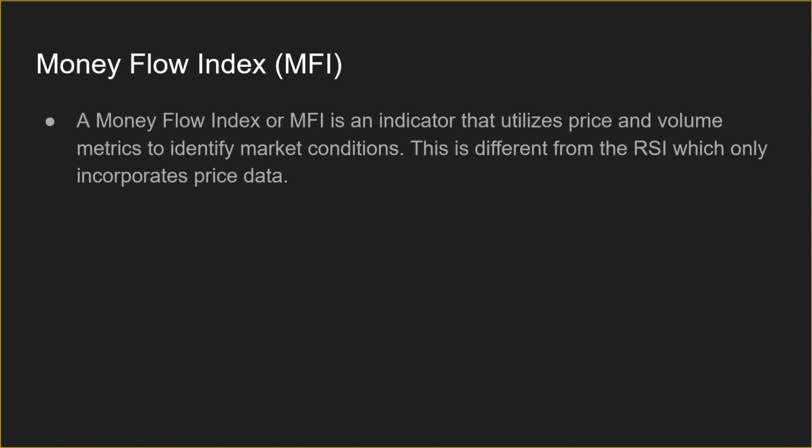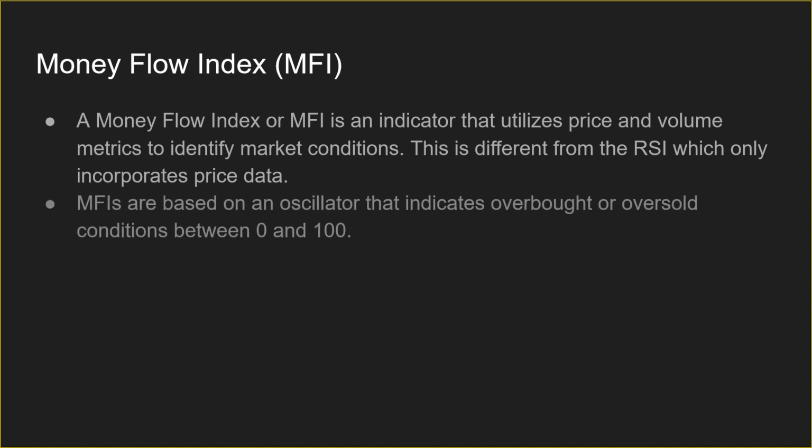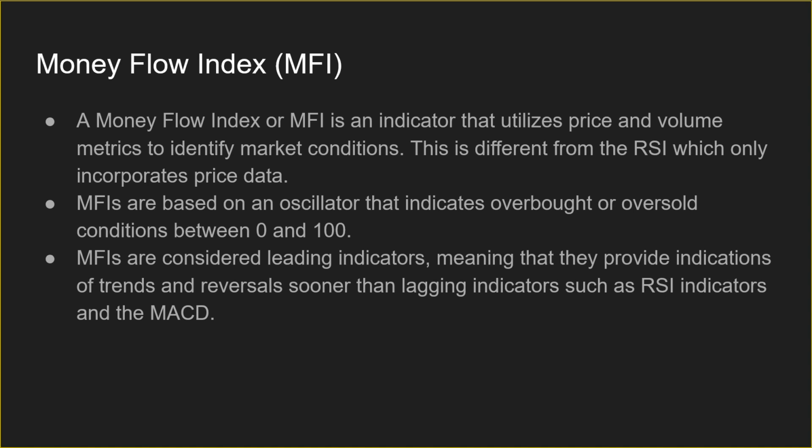So the MFI is an indicator that utilizes price and volume metrics to identify market conditions. It's different from the RSI, which only incorporates price data and rate of change. MFIs are based on an oscillator that indicates overbought or oversold conditions between 0 and 100. And MFIs are considered leading indicators, meaning that they provide indications of trends and reversals sooner than lagging indicators such as RSIs and the MACD.